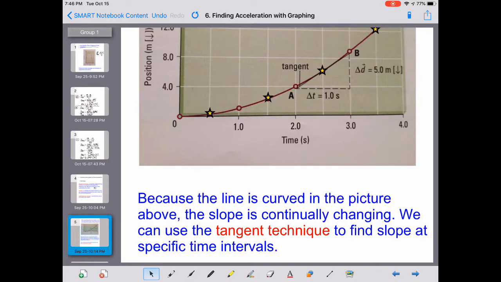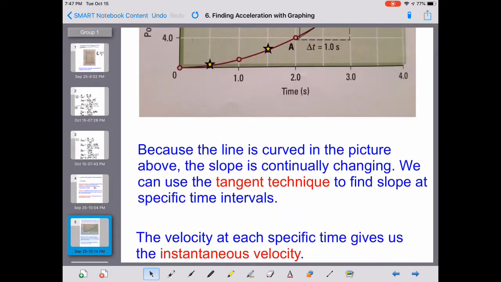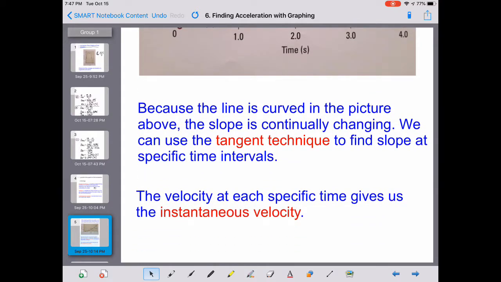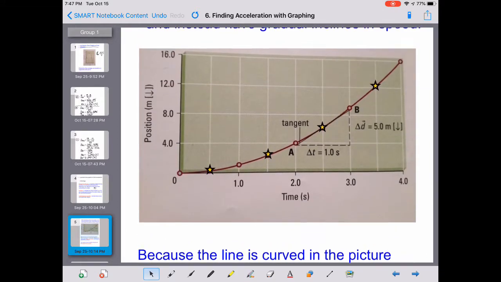Because the line is curved in the picture, the slope always changes. It's not the same throughout the whole thing. But what we can do is use the tangent technique to find slopes at specific time intervals and get an idea of what's there. So the velocity at each specific time gives us the instantaneous velocity for that time interval.